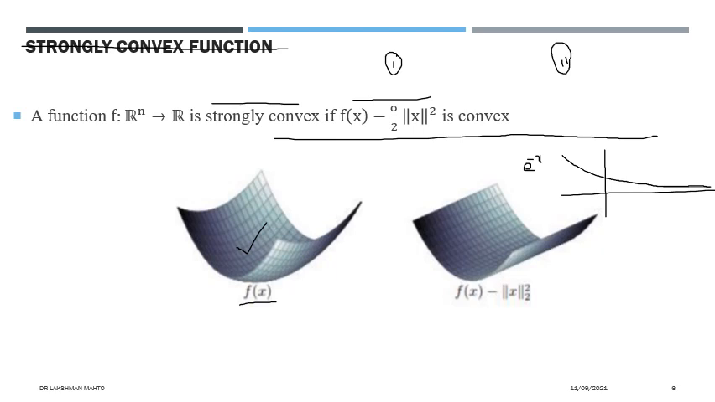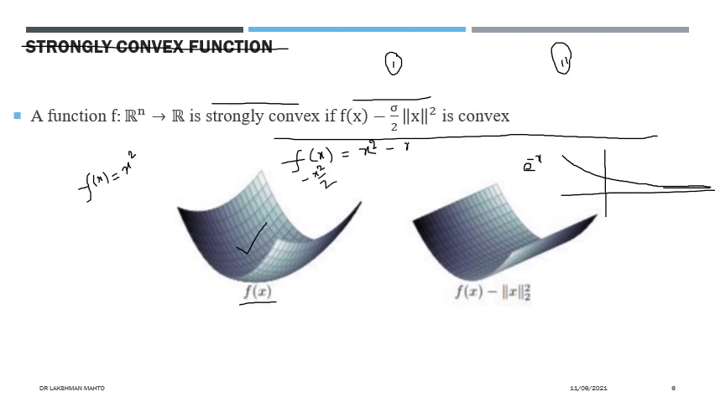A strongly convex function is a very interesting thing. If you take f of x equal to x square and truncate one quadratic part of x square, that means you truncate it by x square by 2, then the remaining would be f of x minus x square by 2, which would be x square by 2. That x square by 2 is again a convex function.